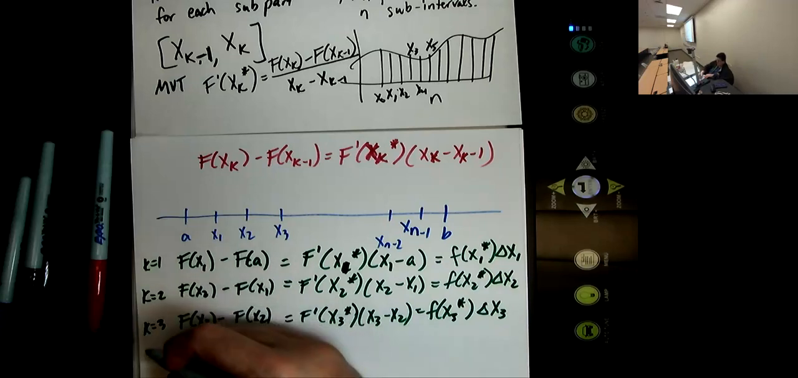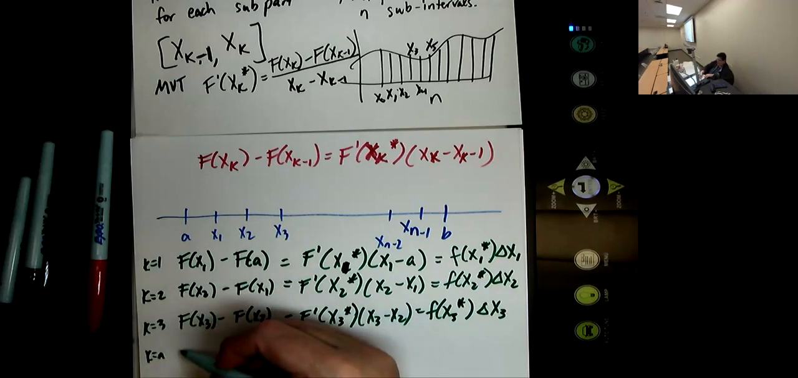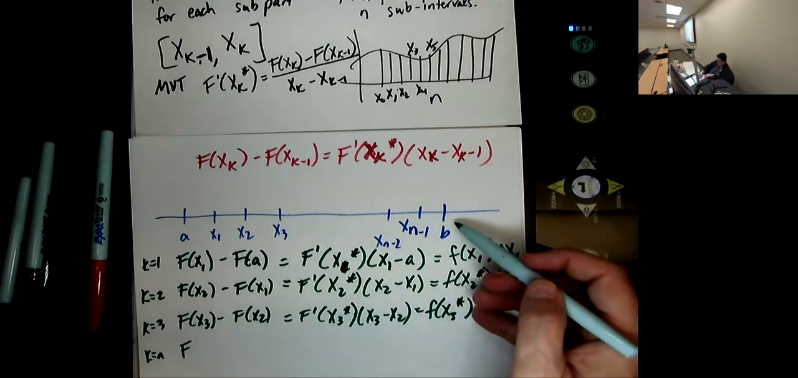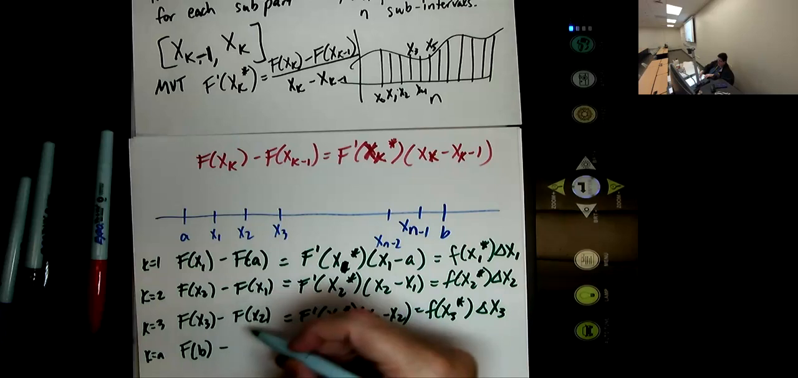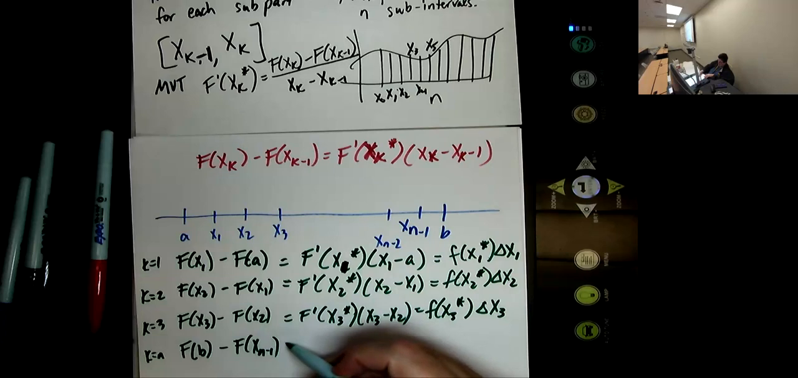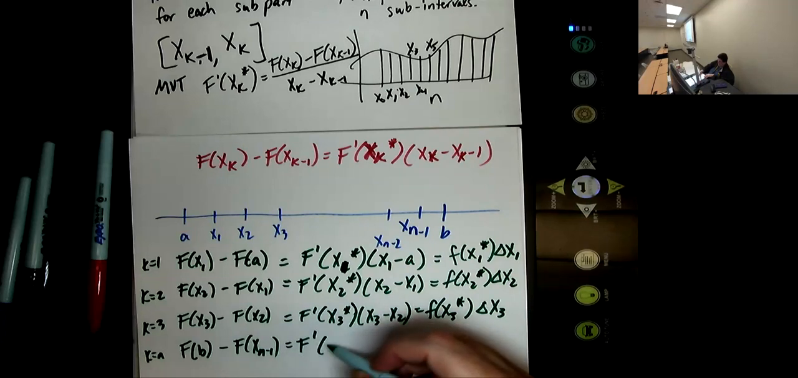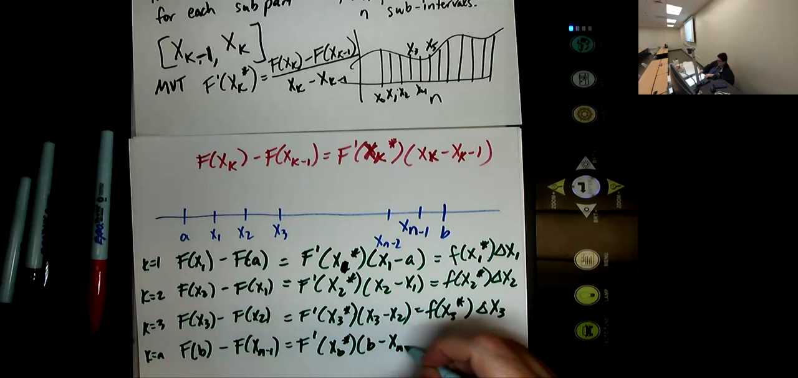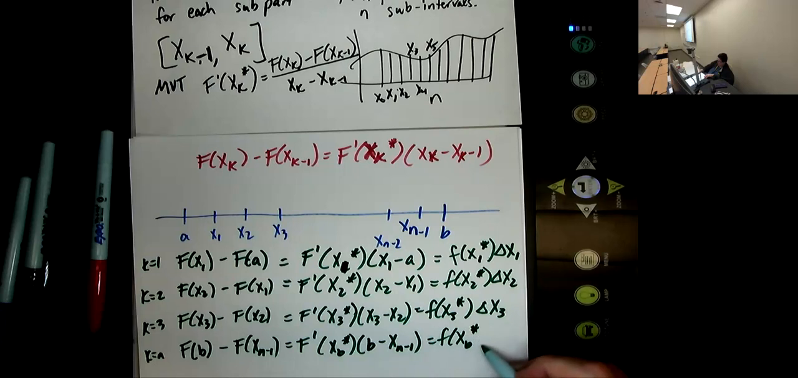If we get down to k equals n, well, when k equals n, I'm at b. I have f of b minus f of x sub n minus 1 equals f prime of x b star times b minus x sub n minus 1. That is f of x b star, well, and that's the nth one. Should leave that the correct notation. Delta xn.